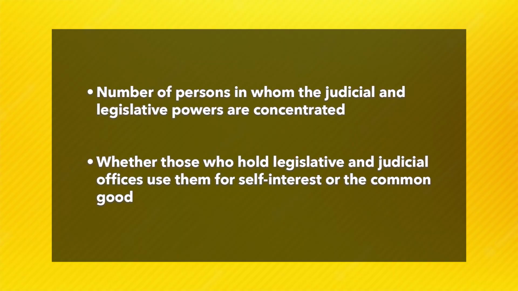In part 3 of Politics, Aristotle delves into the 6 forms of government, their characteristics and their potential perversions. His classification is essentially based on 2 fundamental principles. First, the number of persons in whom the judicial and legislative powers are concentrated. And second, whether those who hold the legislative and judicial offices use them for self-interest or the common good.